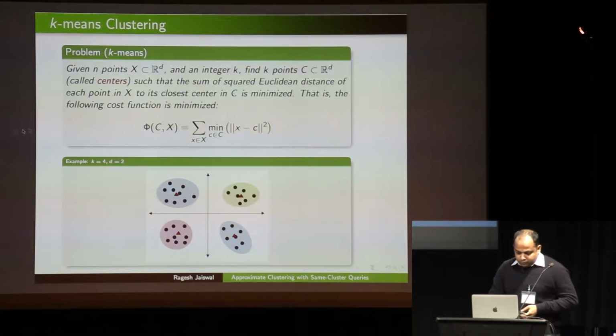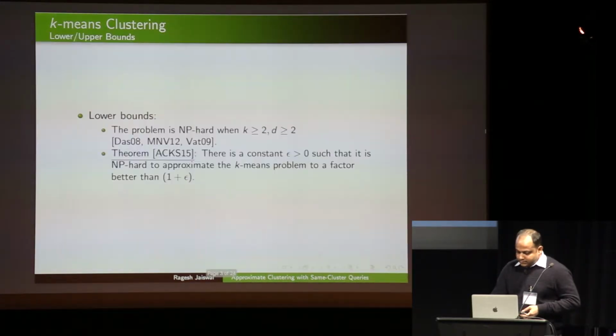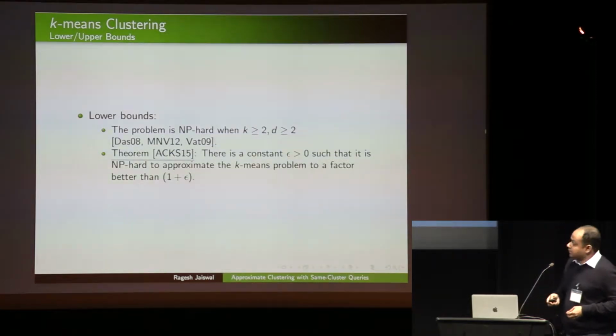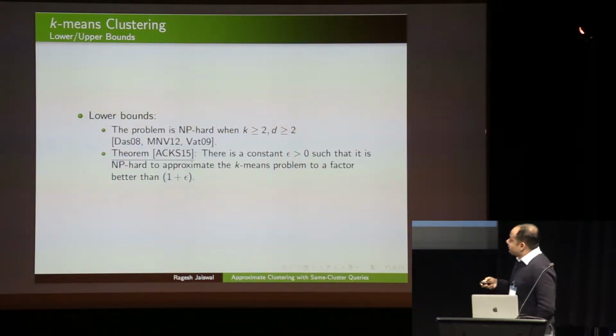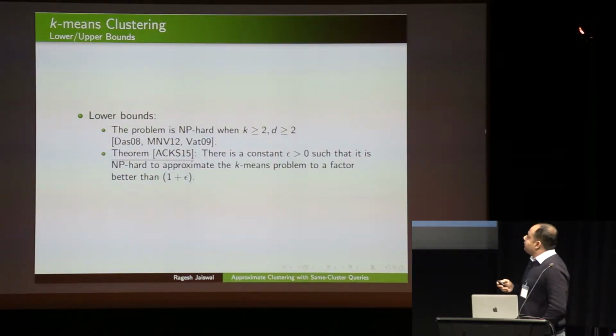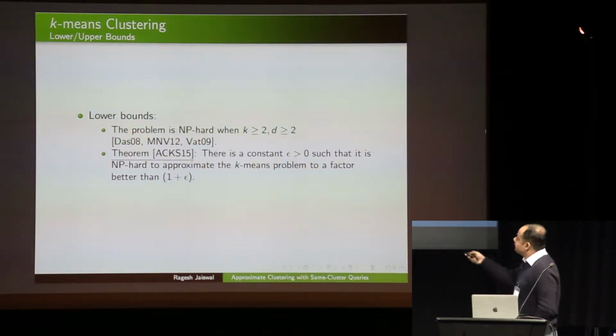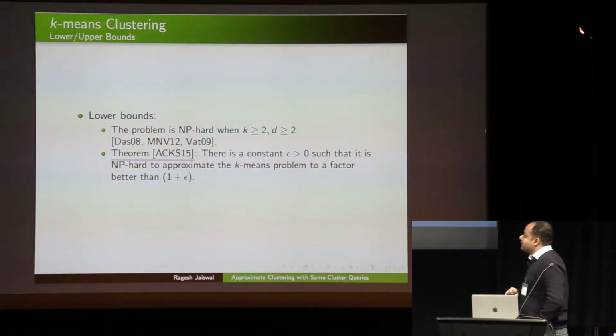Now, this is one of the most widely studied clustering problems, and various kinds of results are known for it. In fact, the complexity situation is pretty well understood. On the lower bound side, we know that for any interesting values of the parameters, for example the number of clusters or the number of dimensions, the problem is NP-hard. Moreover, it's also known that you cannot approximate it better than a constant factor. You cannot approximate it better than 1 plus epsilon for a particular constant epsilon.